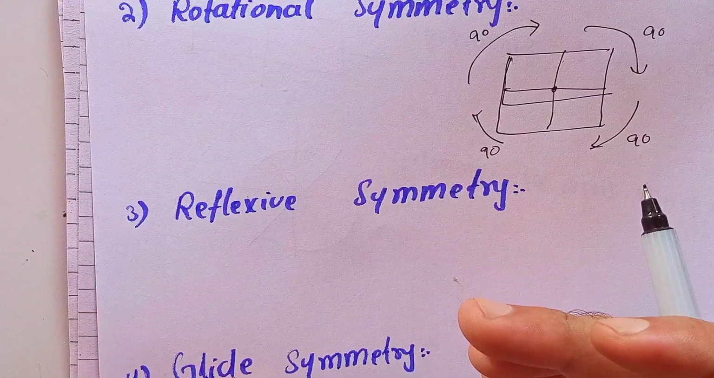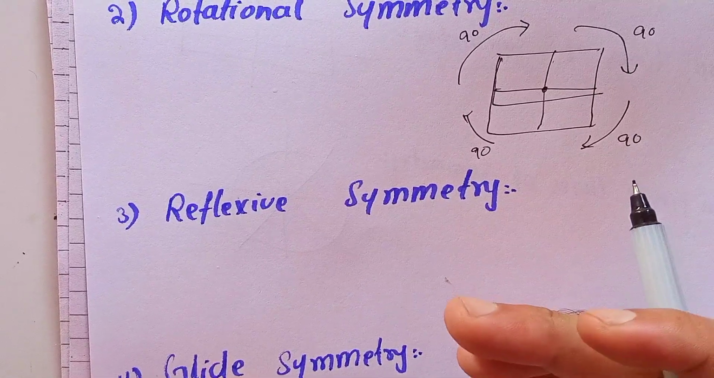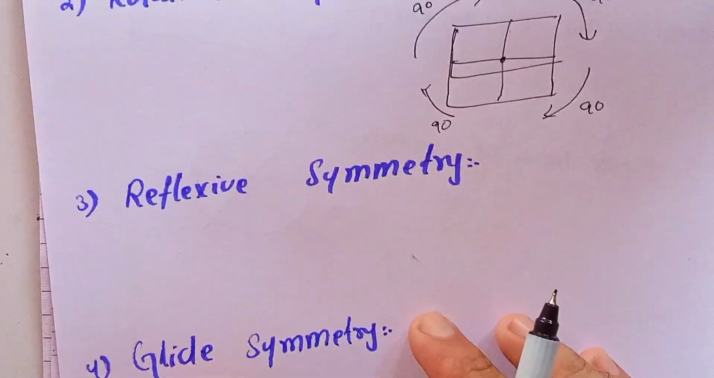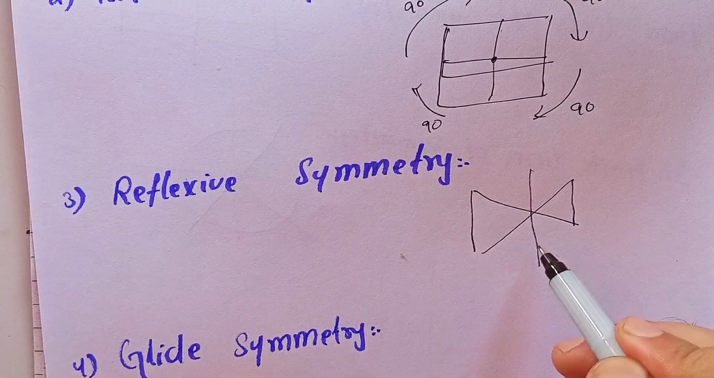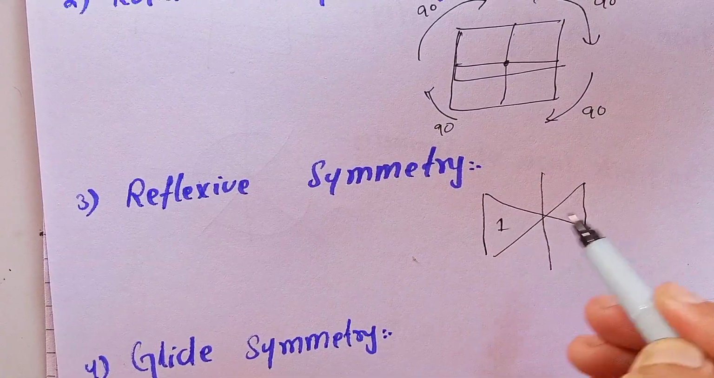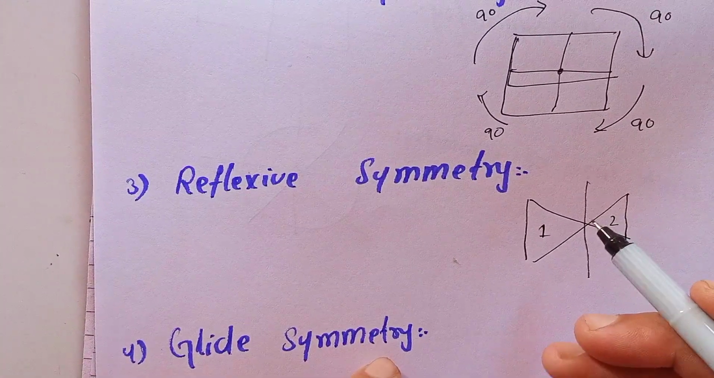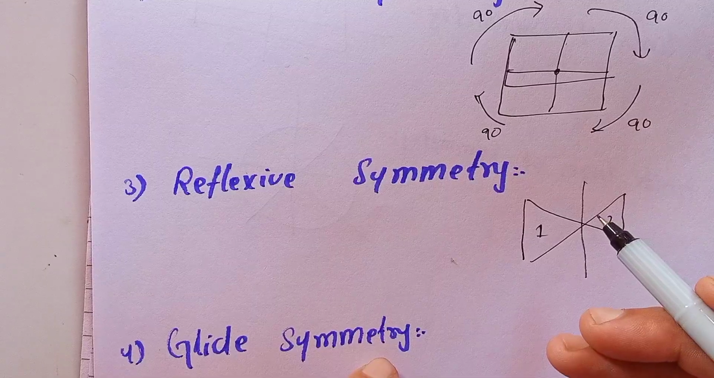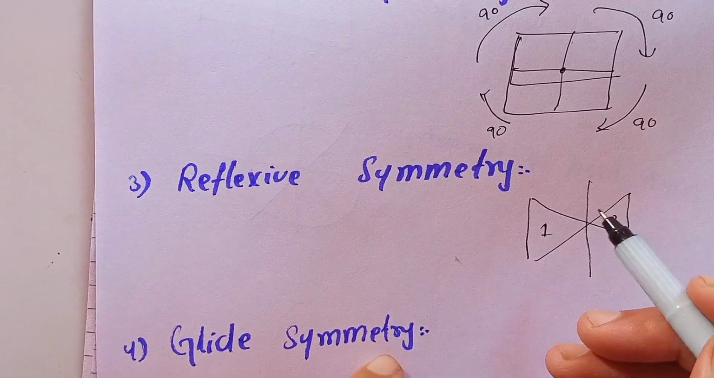Reflexive symmetry is a symmetry in which half of the object reflects the other half of the object. It is also called mirror symmetry. For example, this is a shape, right? This is the line of symmetry. This half reflects the other half of the object. It is a type of symmetry in which half of the object reflects the other half. It is also called mirror symmetry.